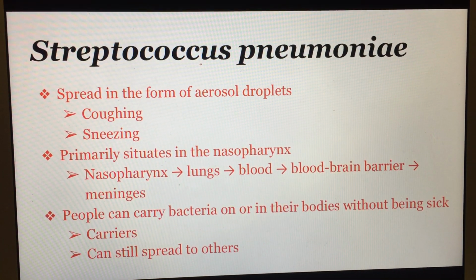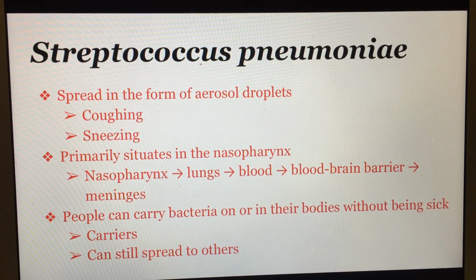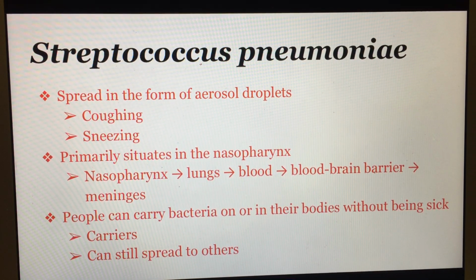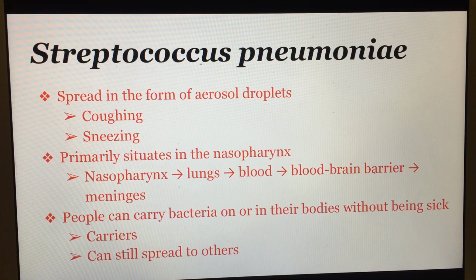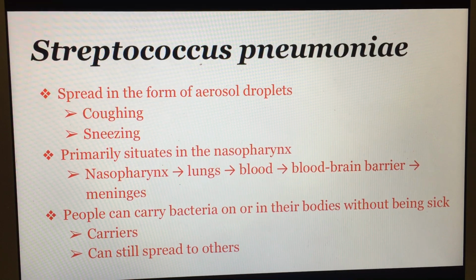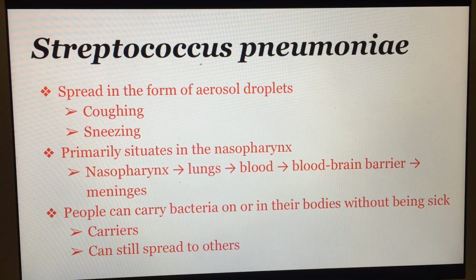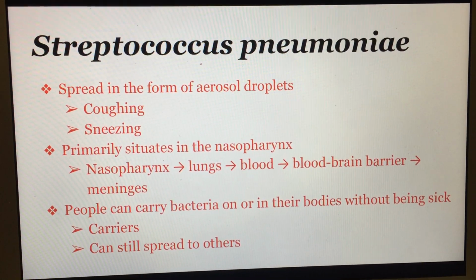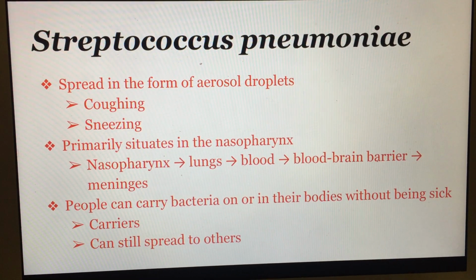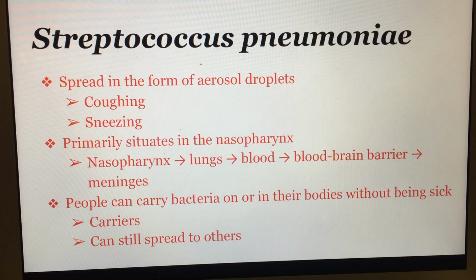It is spread in the form of aerosol droplets by way of sneezing and coughing. It is primarily located in the nasopharynx and travels through the lungs to the blood and crosses the blood-brain barrier, entering the meninges. Something interesting is the fact that a person can have the bacteria in or on their bodies without being infected. These people are considered carriers and can still spread it to others.